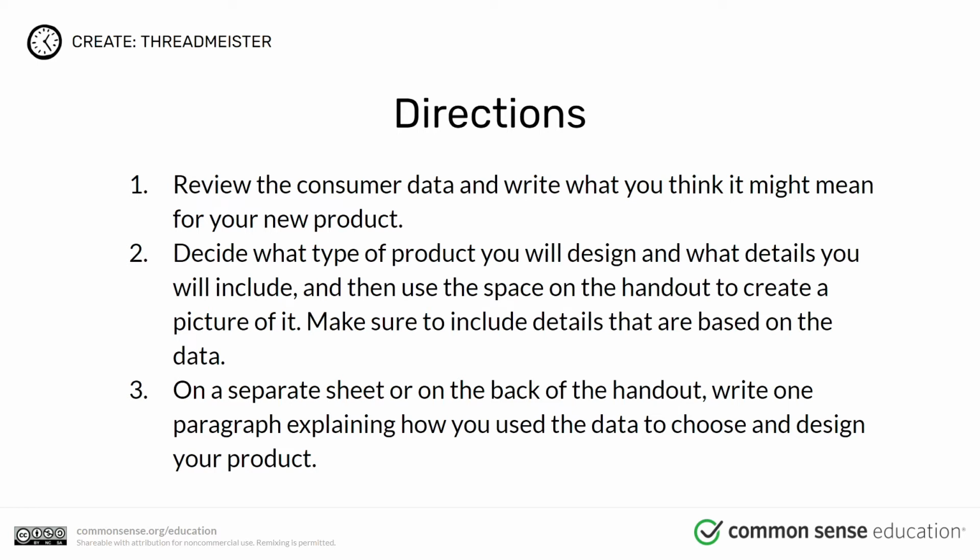So in the paper that you had, you were supposed to review the consumer data and write what you think it might mean for your product. Remember, you're designing a product. You're not telling me about ideas. Tell me about the product you're going to decide. Decide what type of product you will design and what details you will include, and then use the space on the handout to create a picture of it. Make sure you include details that are based on the data. On a separate sheet or on the back of the handout, write 1 paragraph explaining how you use the data to choose the design for your product.